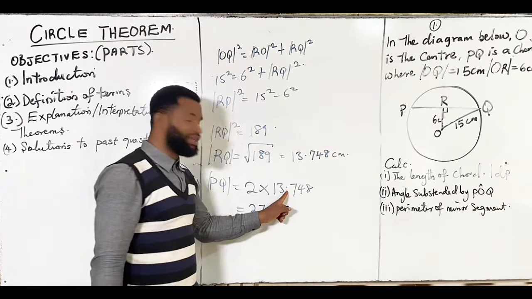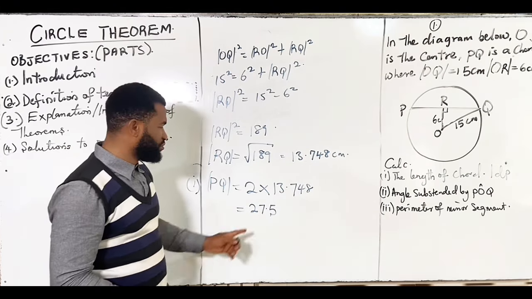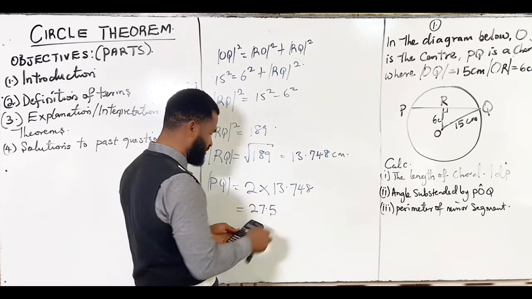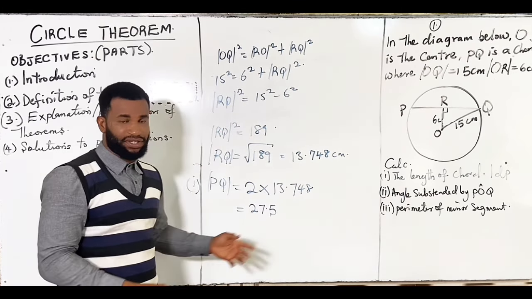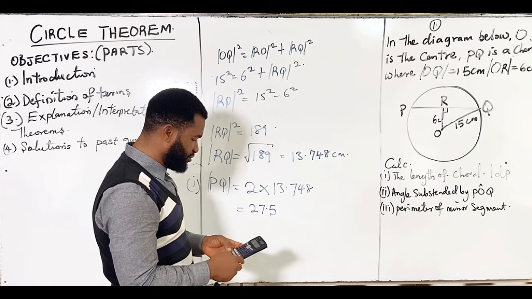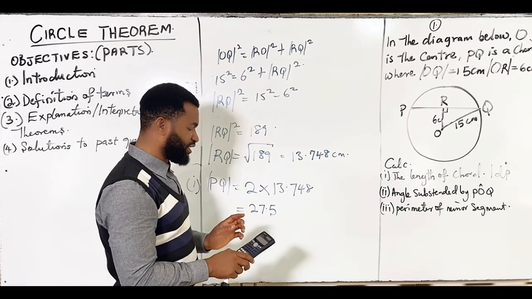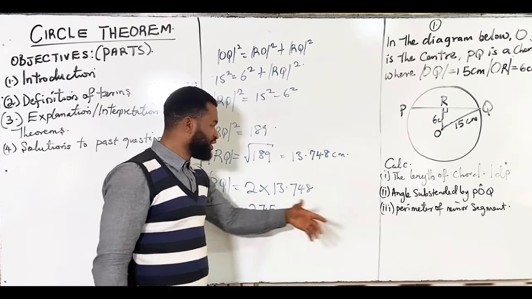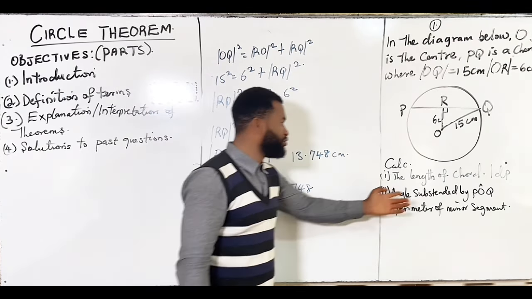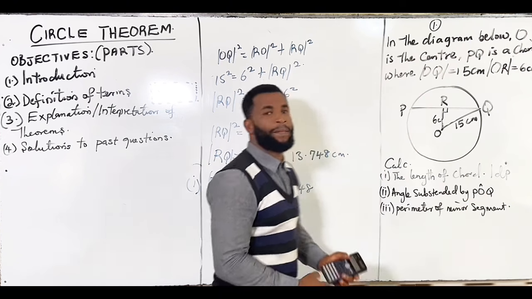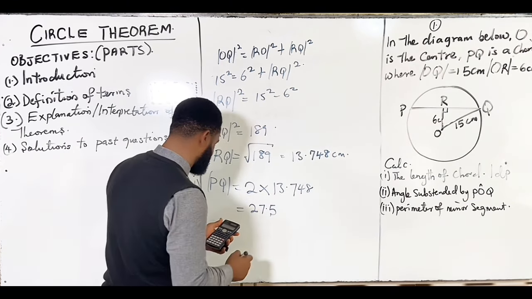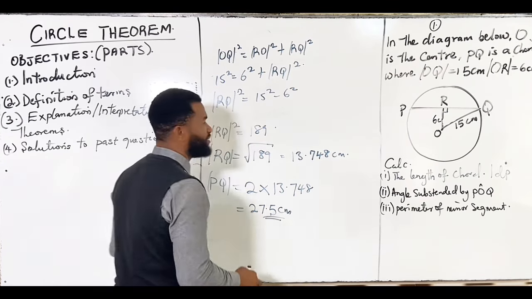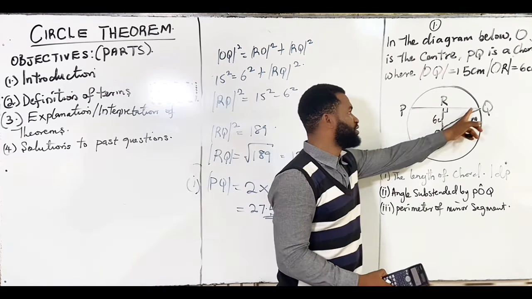I didn't round to 1 decimal place here until I got to the final answer. If I had said 13.7 here and multiplied by 2, you would have a different answer. So the best thing is to keep at least 3 or 4 decimal places, and then in the final answer you round off to 1 decimal place. So this is going to be 27.5 cm. That is the length of the chord from P to Q.